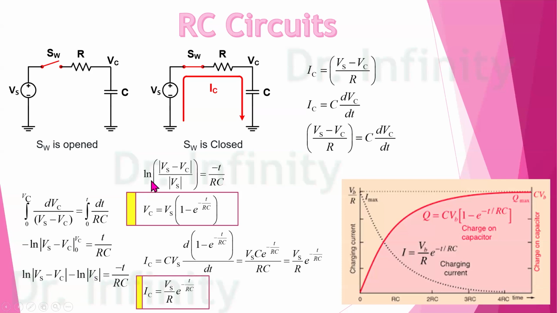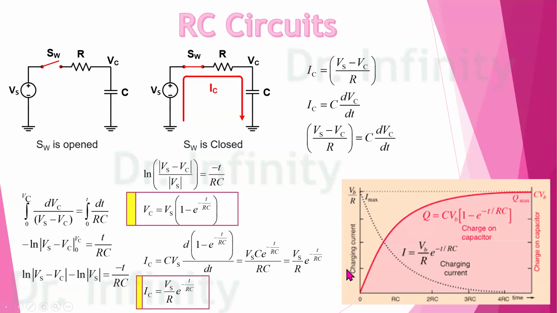According to the logarithmic laws, the subtraction can be changed to a division. So the positive one goes up and the negative one goes down. Here is the division that equals minus t over RC. Then we take the anti-ln, which means we can remove the ln, and it gives the exponential function. So here we have the answer. The variation of Vc equals Vs times the bracket 1 minus e to the power of minus t over RC. So this is the variation of Vc.